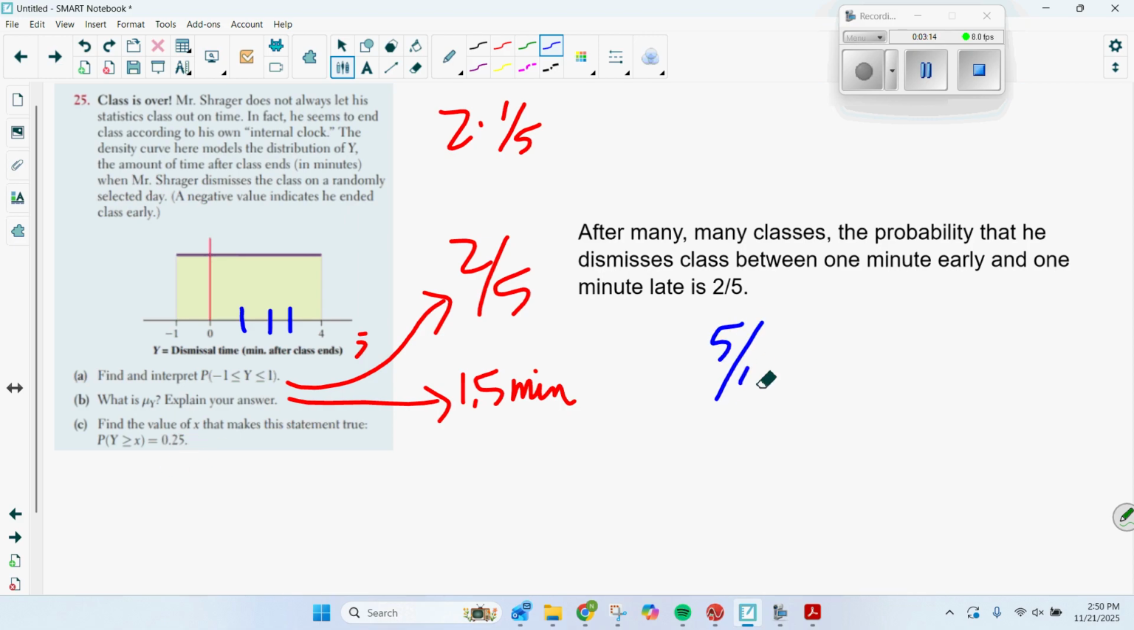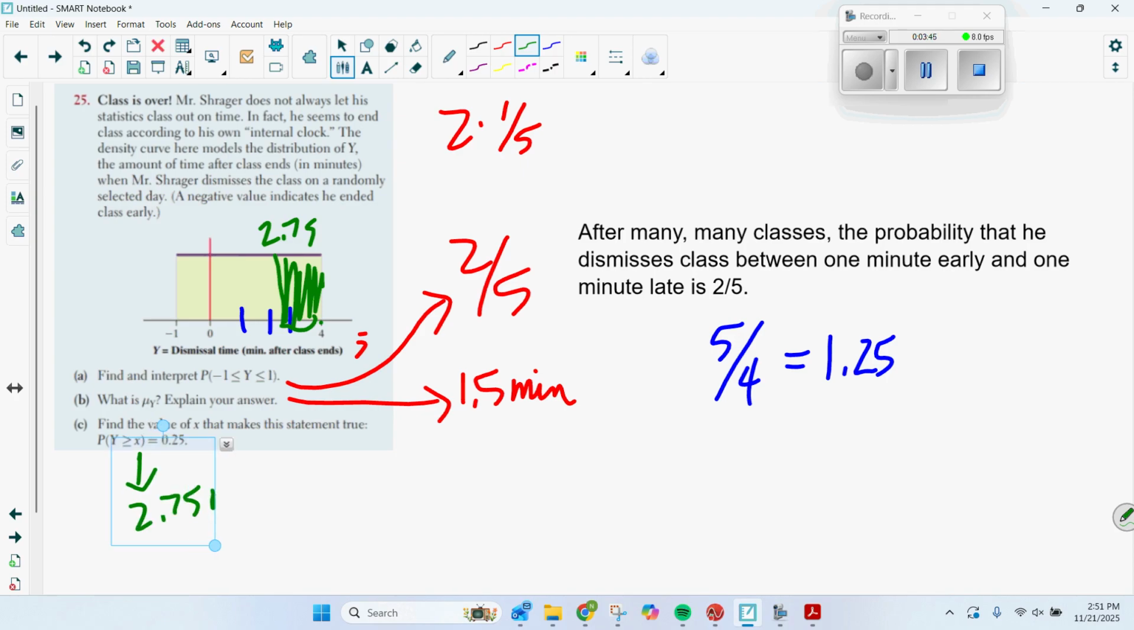There's 5 units. So if I divide that by 4, that's 1.25. So I have to go over 1.25. Since I'm just looking for the greater than side, I'm going to go over 1.25 from the right end and go right there. So that's going to be 3 minus 0.25, so it's going to be at 2.75. So 2.75 and above is going to have a probability of 0.25.